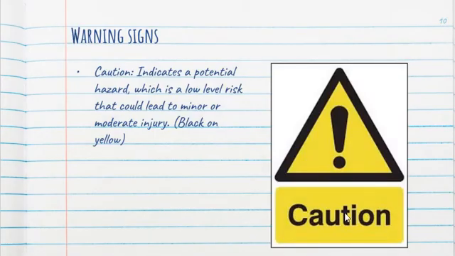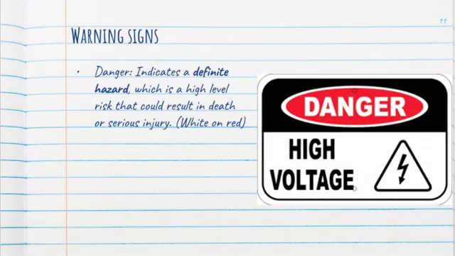So a caution sign indicates a potential hazard, which is a low level risk that could lead to a minor or moderate injury. So usually they are black on yellow. Okay. Then we also have the danger sign, which indicates a definite hazard, which is a high level risk that could result in death or serious injury. So this is usually white on red, the danger sign there.